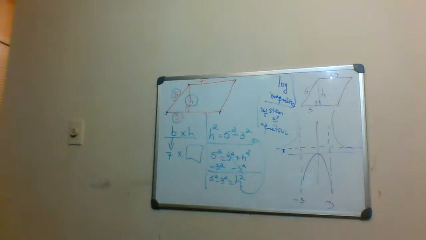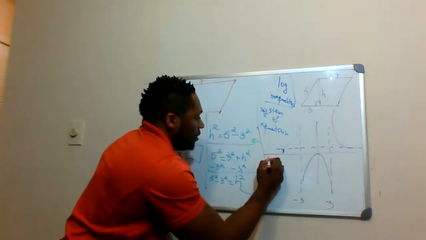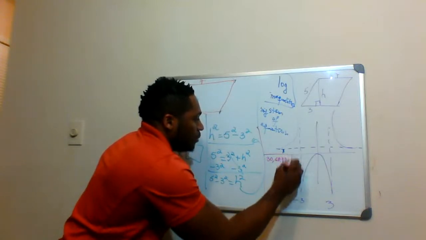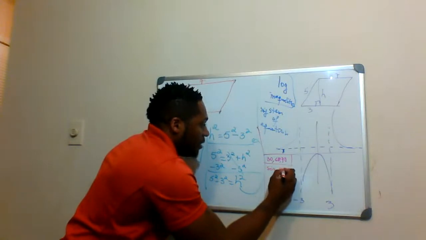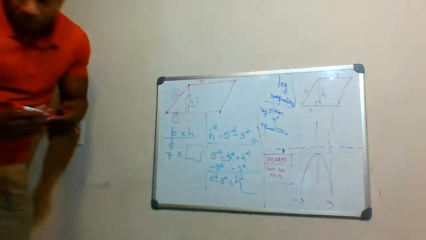Can you do special right triangles, the 30, 60, 90 triangle? I posted a video about that, I think today. I'll do some of that: 30, 60, 90 triangle, sine, cosine, and tangent. If you got more questions, keep them coming.